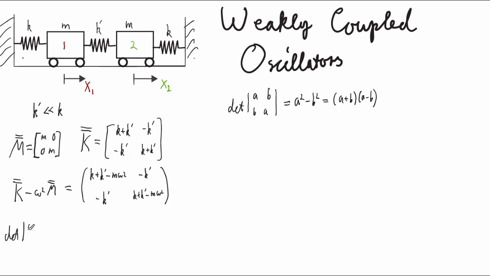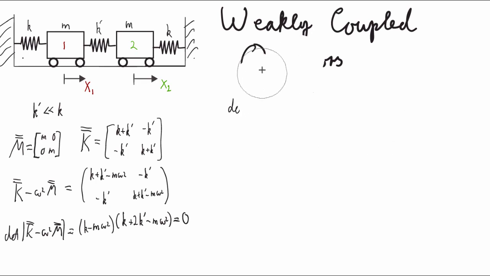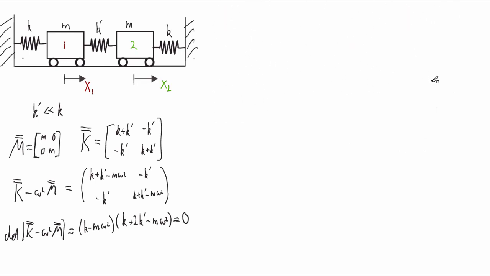We know that the determinant of K minus omega squared M is therefore equal to K minus M omega squared times K plus 2K prime minus M omega squared. And this has to equal 0 when omega is the eigenfrequency of the system. Okay, so what we find then are two modes, because this is a second order polynomial with two solutions for omega. So we have two modes.